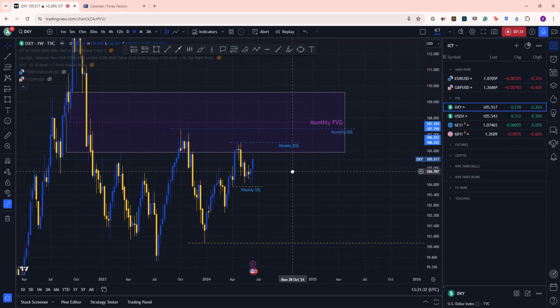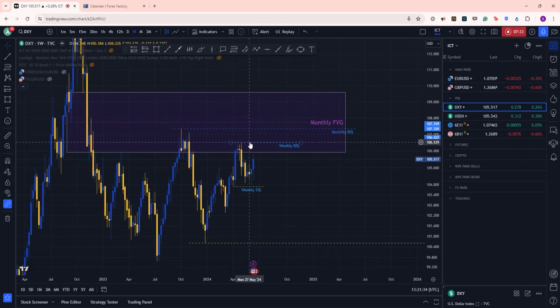Okay, so I have my weekly buy side liquidity here. Now, weeks ago, I've already called that I was expecting price to take out this particular monthly buy side liquidity. This has been my drawn liquidity for months. All right. Unfortunately, we had that pullback. Not unfortunately, but it's standard.